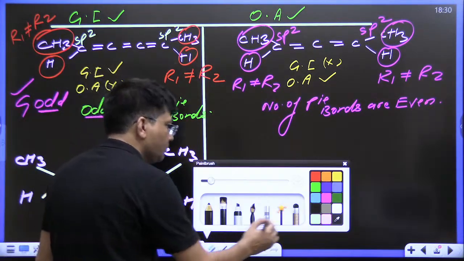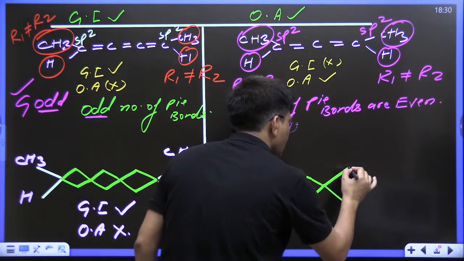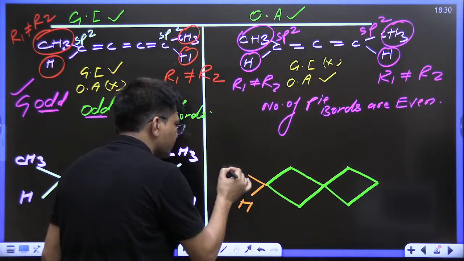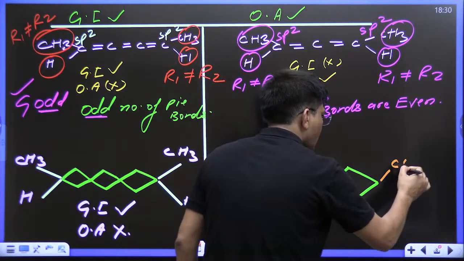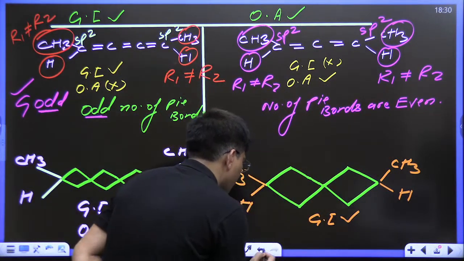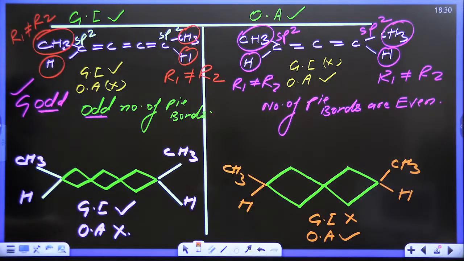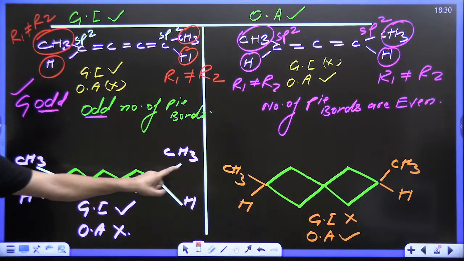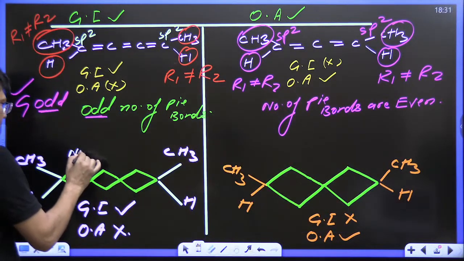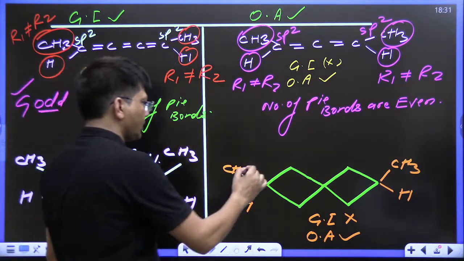Now see, if the number of rings is even, and if R1 is not equal to R2, this is suppose hydrogen, this is suppose CH3, then GI, no, it is not going to show GI. Optically active, yes. So what's the difference between these two compounds? Here the number of rings is odd, there the number of rings is even. Same thing, kids. Number of rings odd, number of rings even.